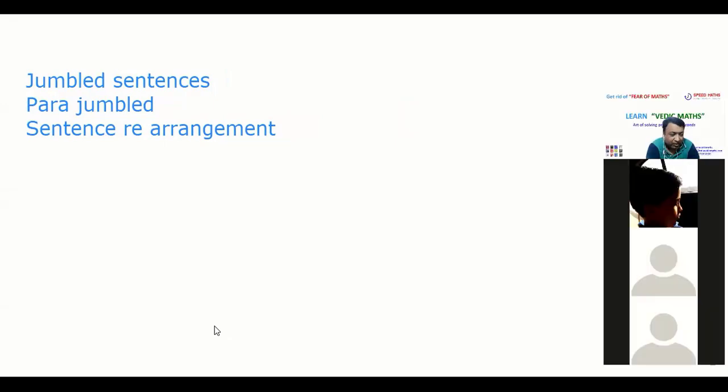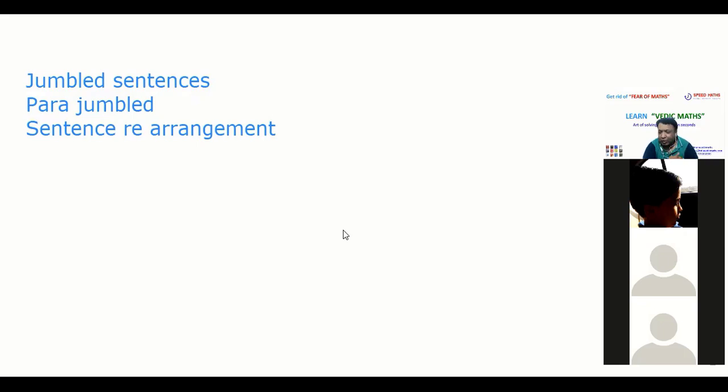Correct? Yes. Para-jumbled or para-jumbles. It's not about words. It's about sentences. Agree? It's about sentences, not about words really. Arranging in an order, right? So when we arrange in an order, it's not only about grammar. It's also about the proper meaning.